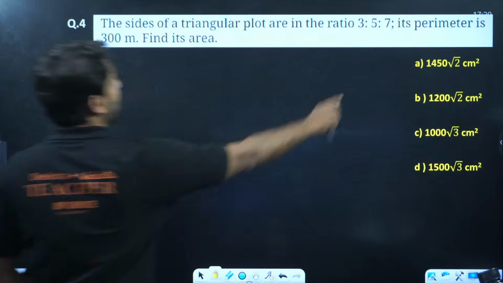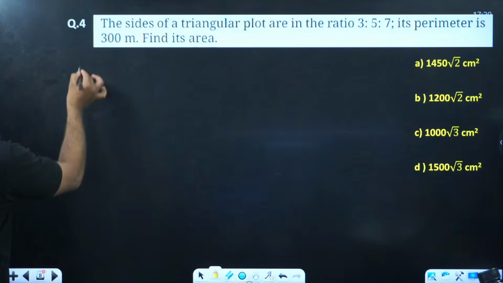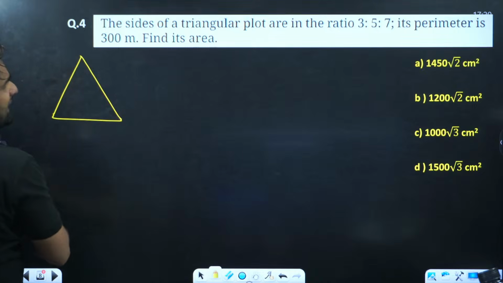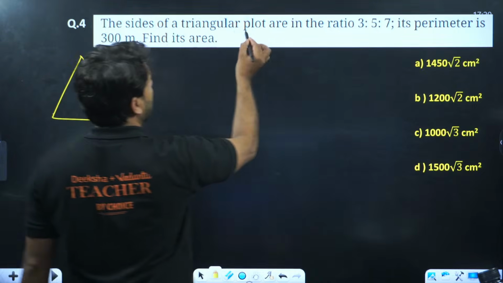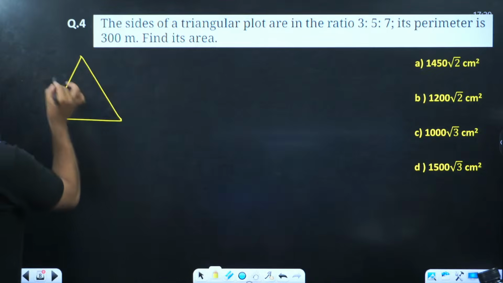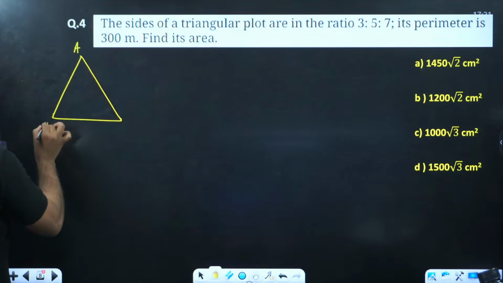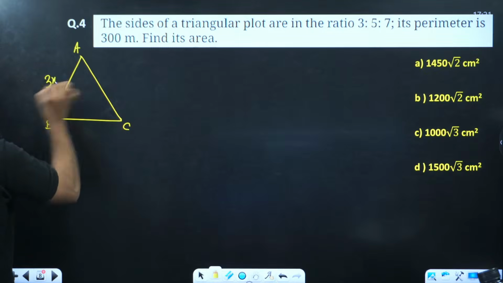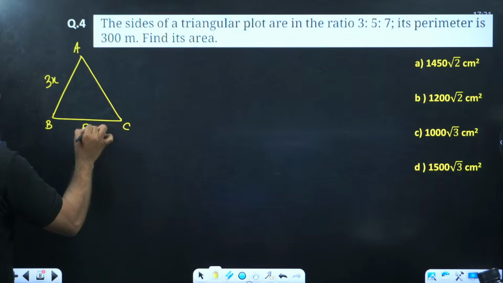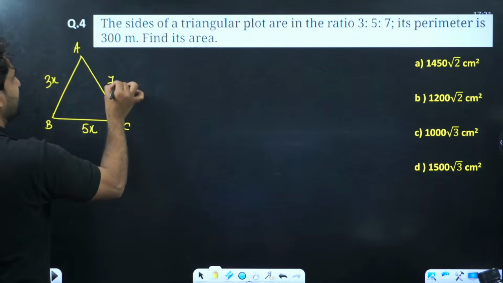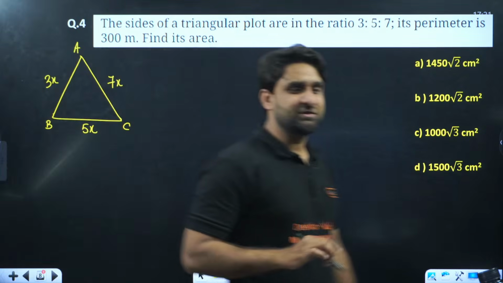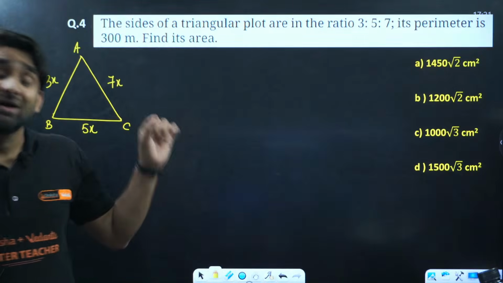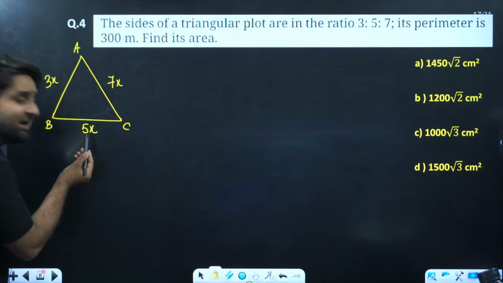And one more thing, let's assume there is a triangle. This is a triangle here, and the sides of a triangular plot are in the ratio 3:5:7. So let's say this is A, B, C. AB will be 3x, BC will be 5x, and this will be 7x. Why am I taking x? Because the sides of the triangular plot are given in a ratio form, so we have to take x there.